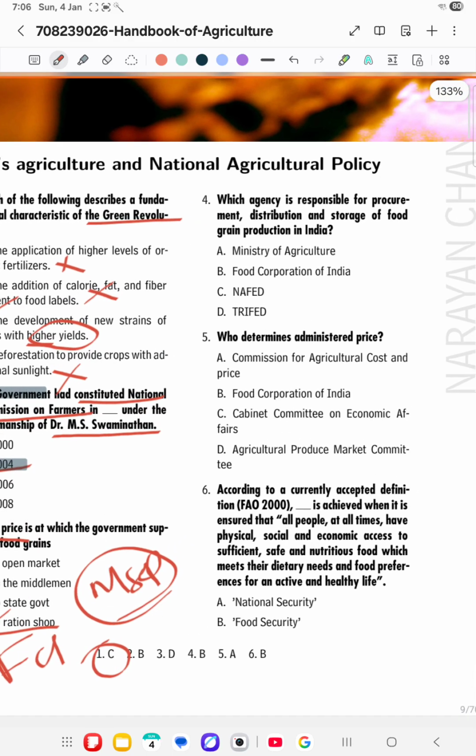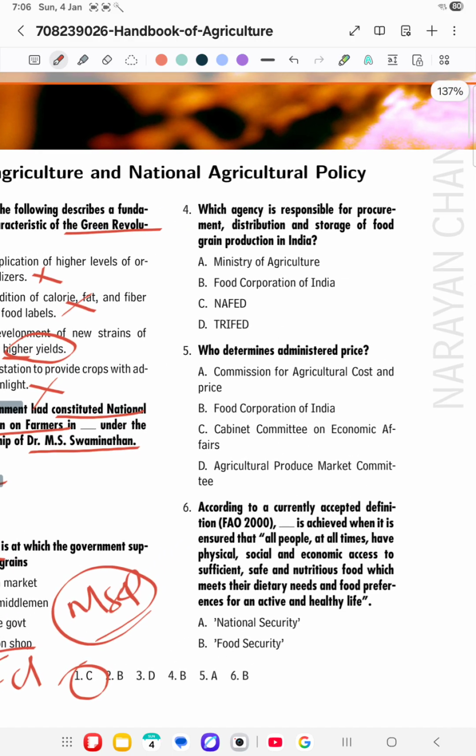Okay. Which agency is responsible for procurement, distribution, and storage of food grains in India? Ministry of Agriculture, Food Corporation of India, NAFED, and TRIFED. It will be FCI, right? Food Corporation of India. We just discussed this.